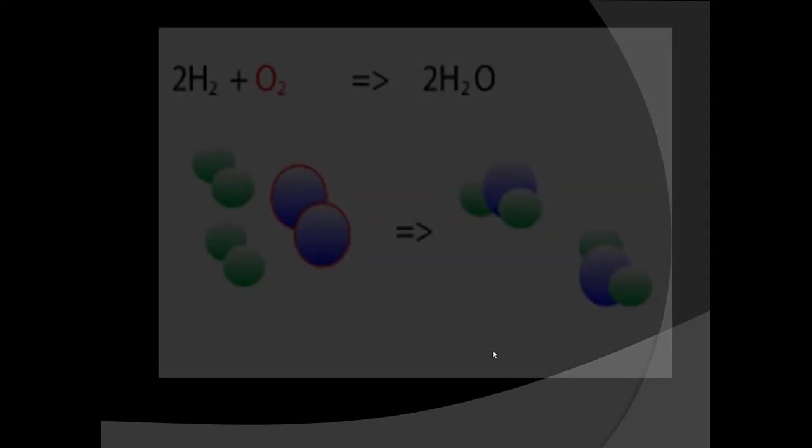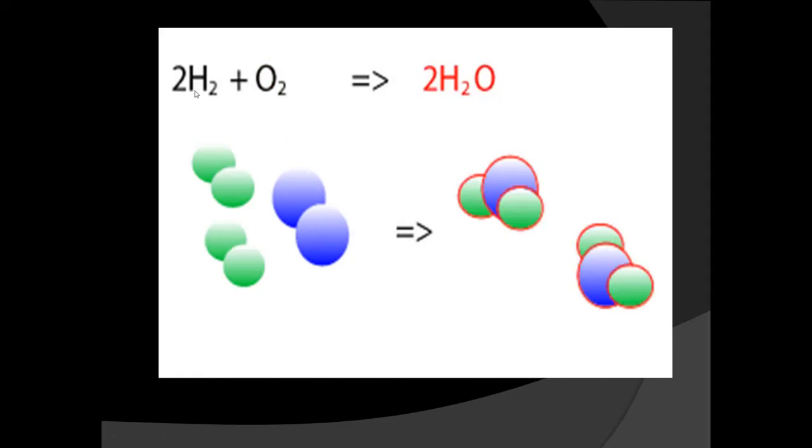Let us take one more example. Hydrogen. We know that hydrogen is a highly inflammable gas and oxygen is a supporter of combustion. When these two reactants combine, it gives rise to water, H2O. So water is used to extinguish the fire.